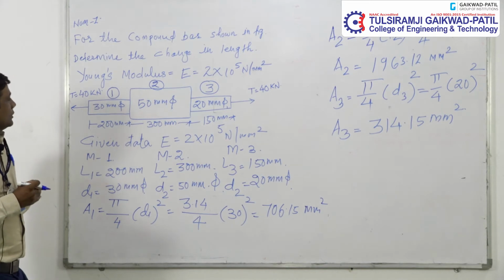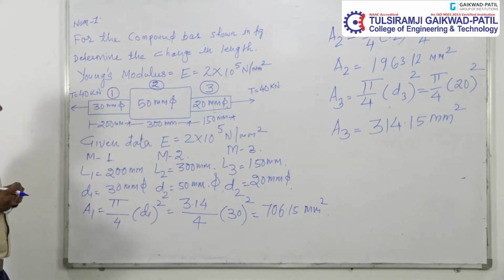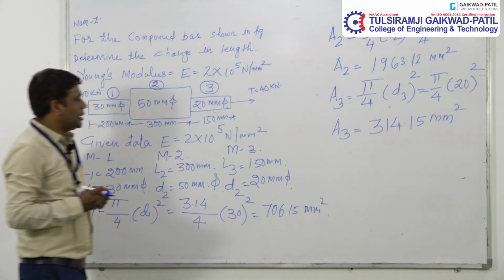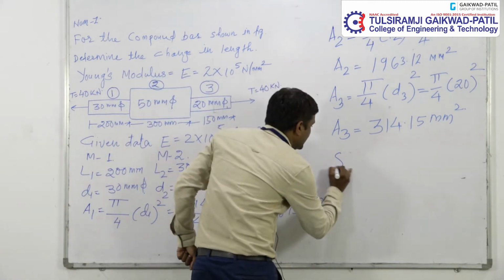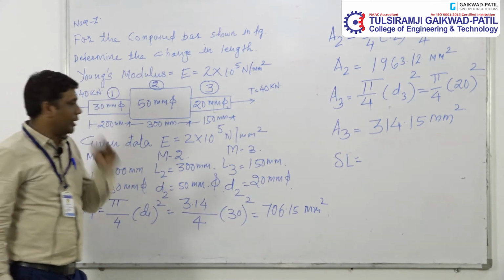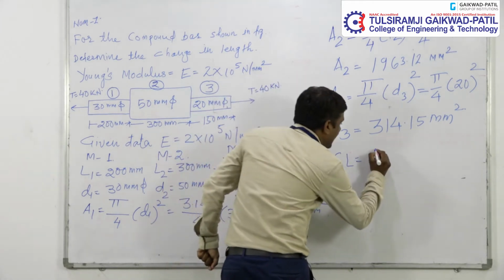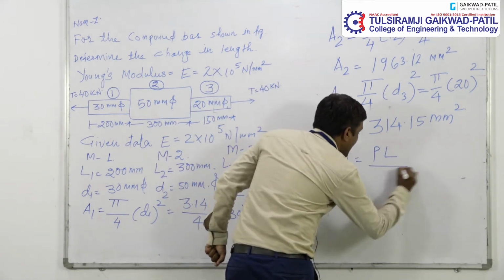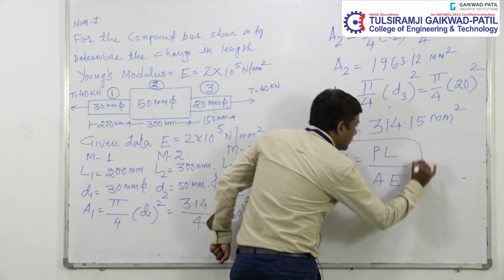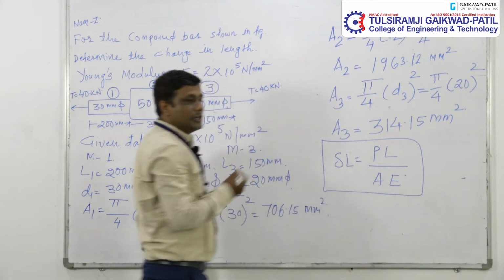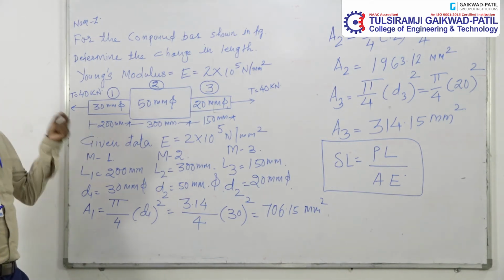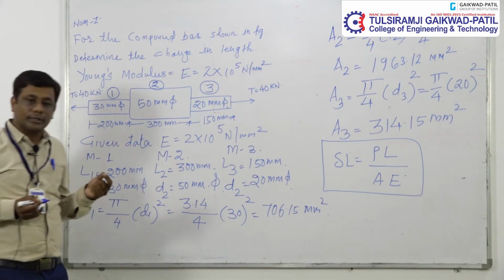Okay. So now our final aim is to calculate the change in the length. There is one small formula to calculate the change in the length. Delta L, as we already discussed, can be calculated by PL by AE. So if you are using this formula, delta L denotes the change in the length. By using the formula delta L is equal to PL by AE, we can calculate the change in the length.